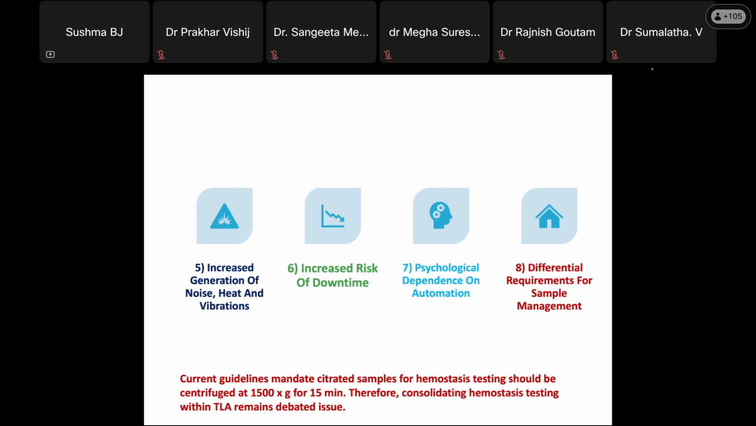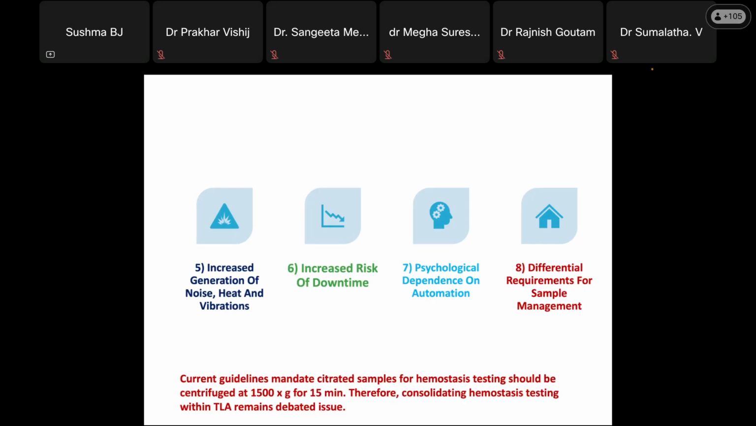Suppose there is an instrument breakdown without a proper backup, that's going to be a very, very critical situation to handle a large number of samples by a minimum staff. So there's an increased risk of downtime. So when we are implementing total laboratory automation, we need to ensure proper backup, otherwise there may be a failure of the system, accounting for the delay in the reporting and the performance of the samples.